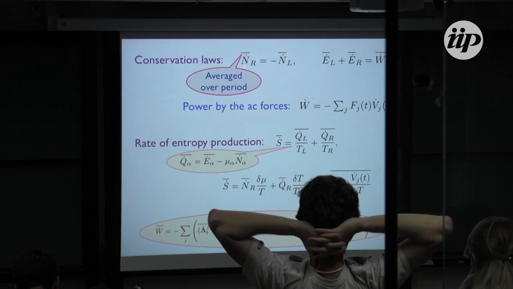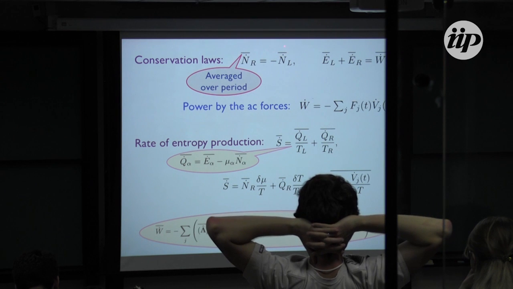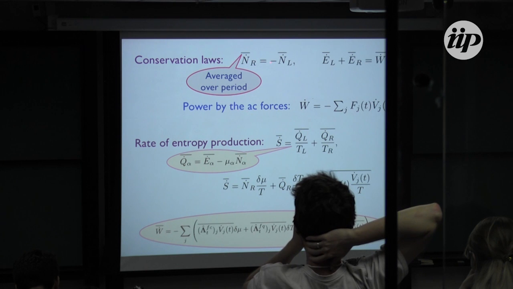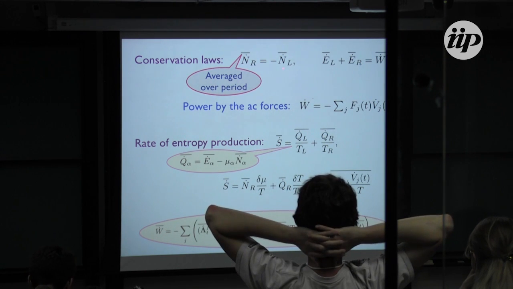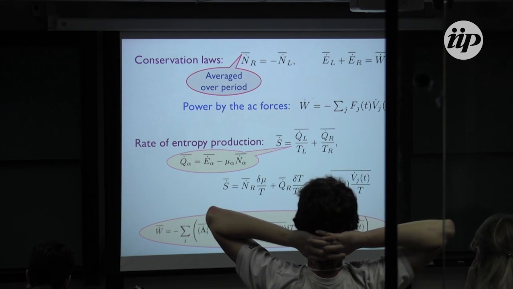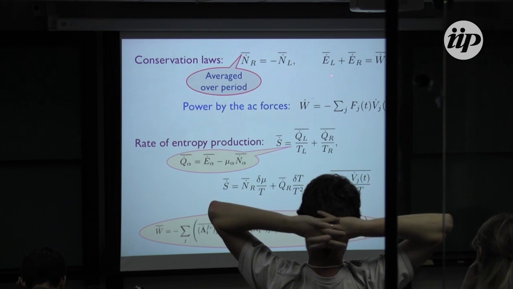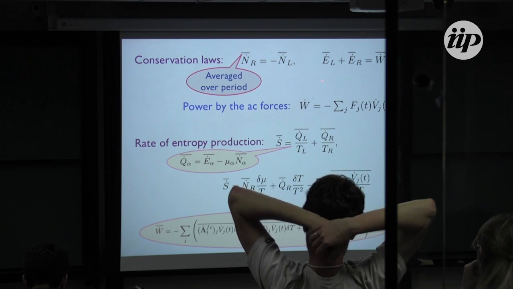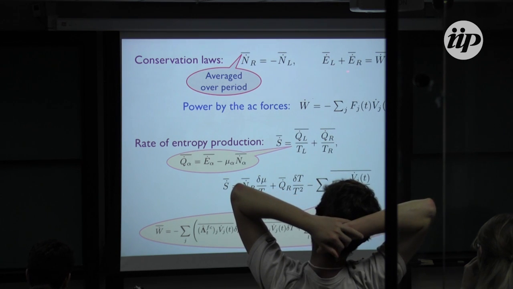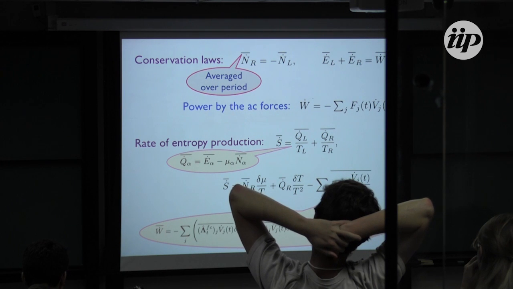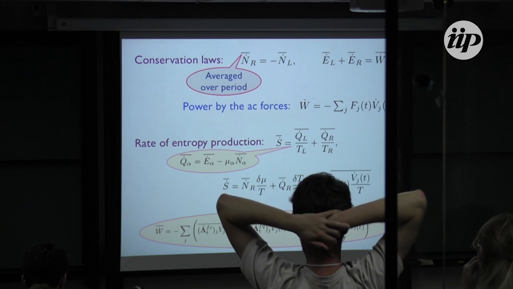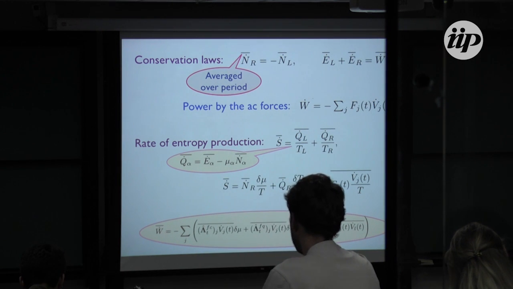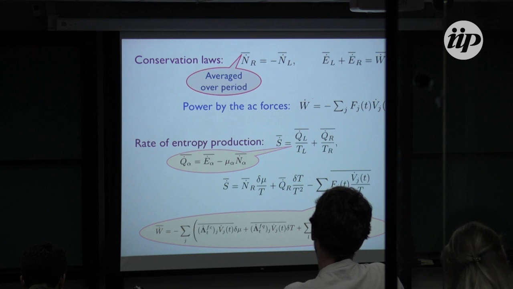So now I'm going to focus on quantities which are averaged over one period of the tri-beam. And again, as before, we are going to have this conservation law for the particles, but now the conservation law for the energy changes. We have not only the energy flow into the reservoirs, but we also have some energy flow due to the effect of the AC driving. So this is now the modified conservation law for the energy in this setup.